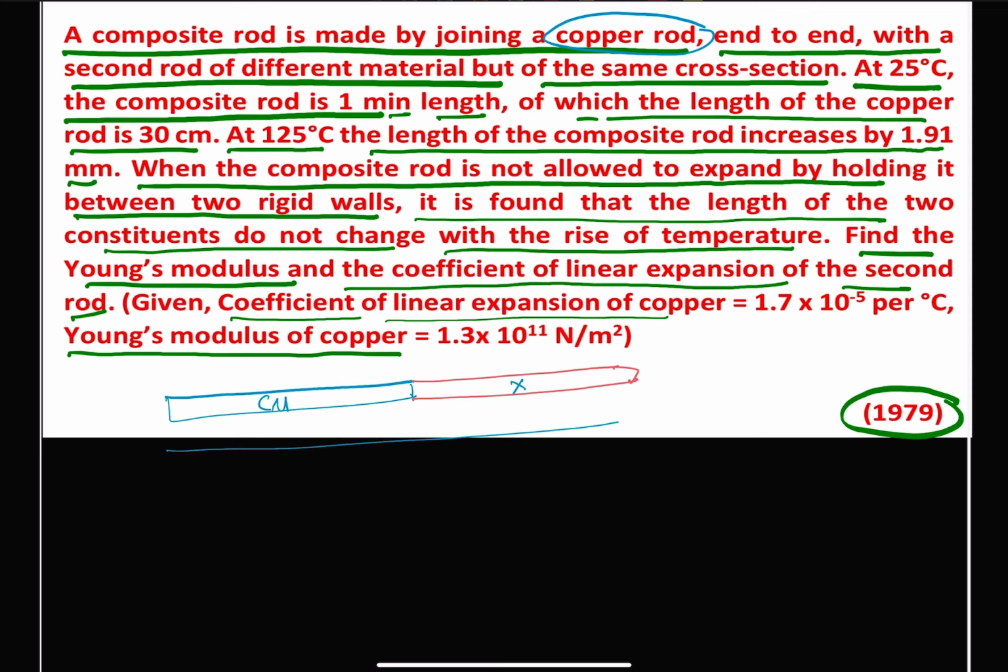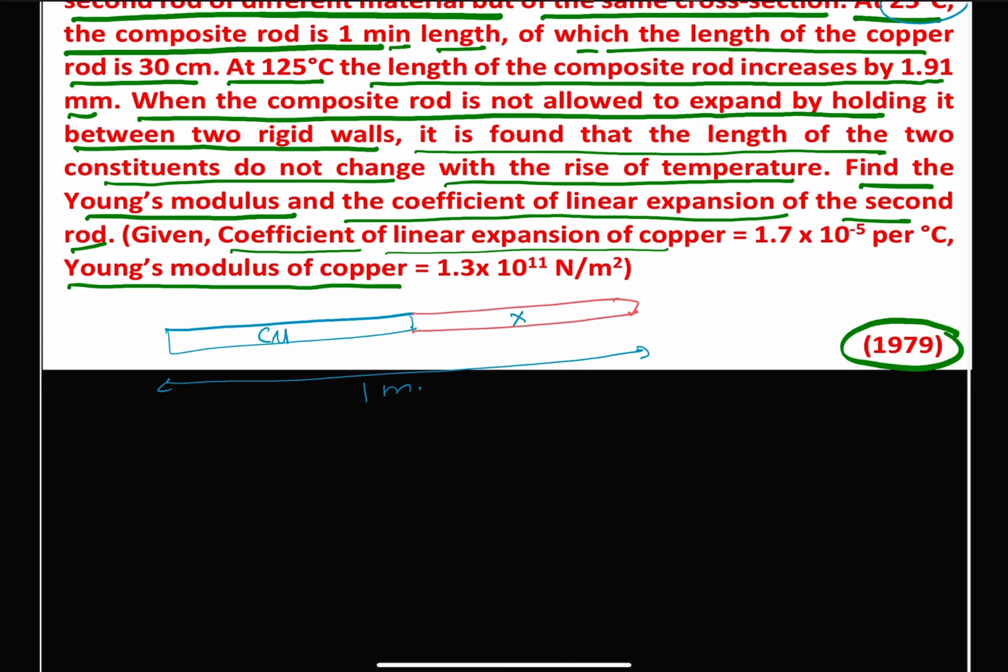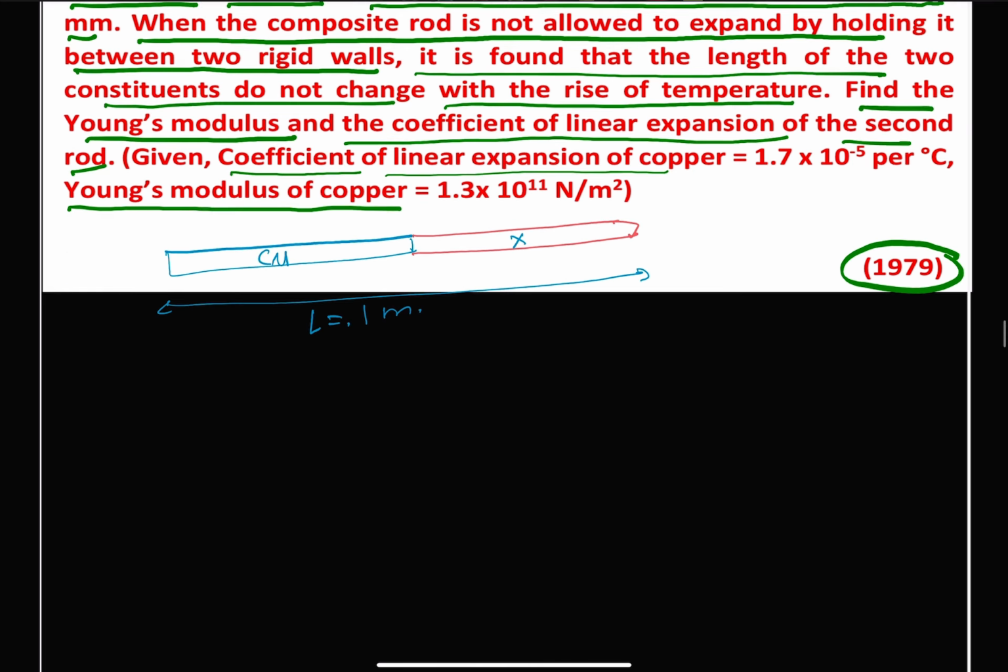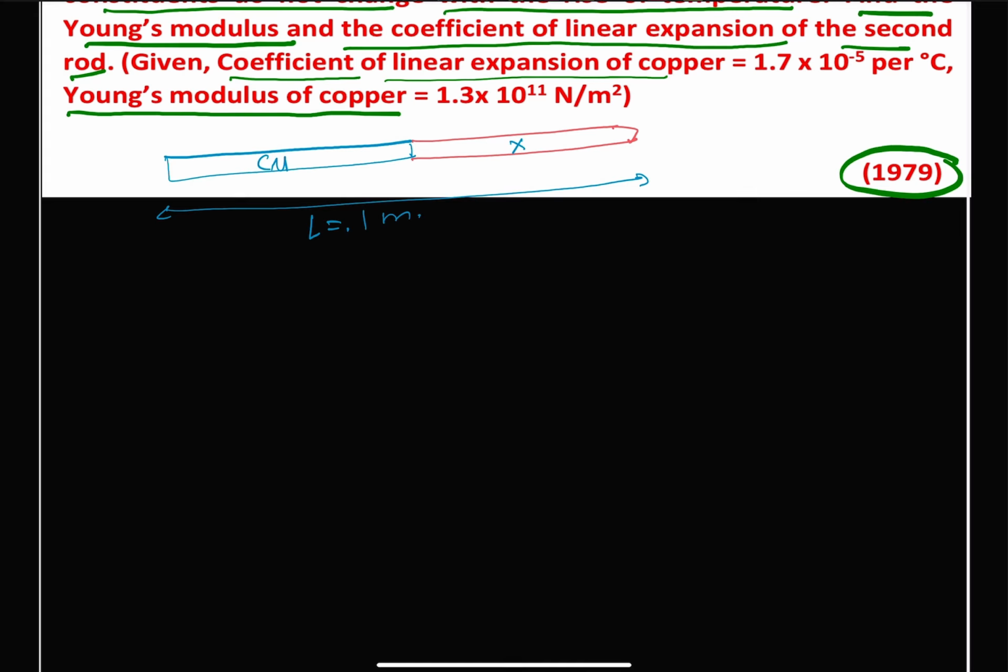The total length is said to be given as 1 meter. And at 25 degrees centigrade, let us suppose this is our L, and we are given the total length at 25 degrees centigrade is L, which is our 1 meter.